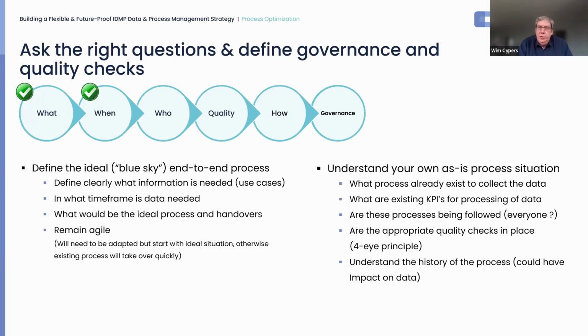Then the next step that you would do is understand your own as-is process situation. What do we already have in place? I'm talking about your own, I mean here regulatory. Regulatory will probably be the main driver for that. So I think the first thing that you need to do is really look at your regulatory processes. What do you have in place? Does it exist? What KPIs do we have? Where does our data come from? Is everybody following the process?